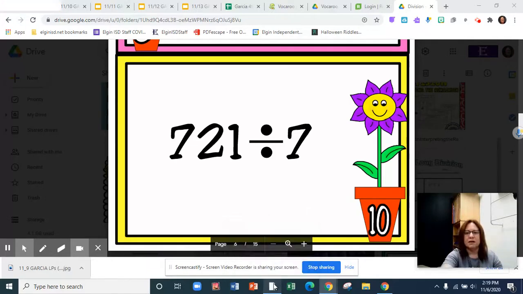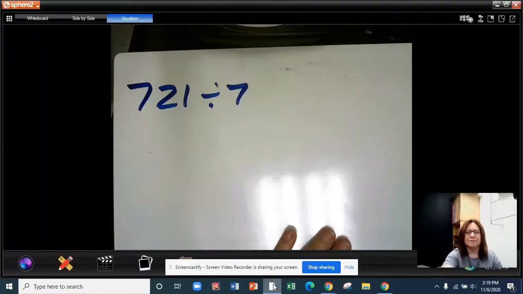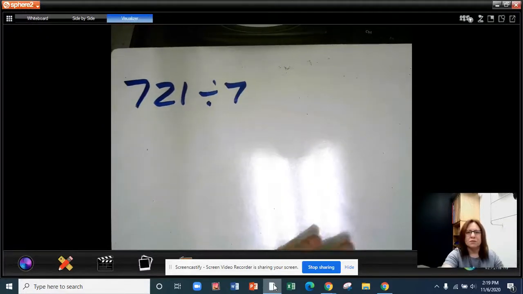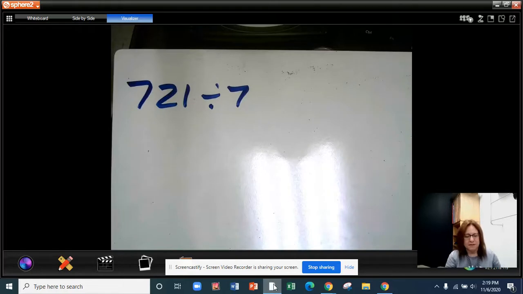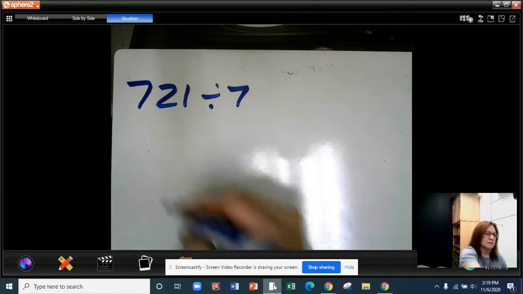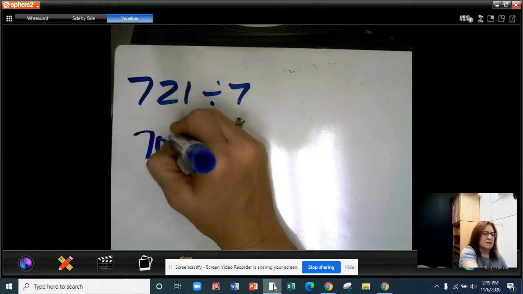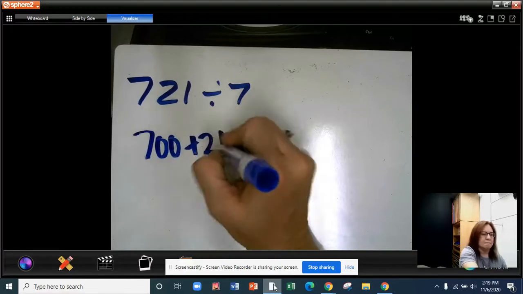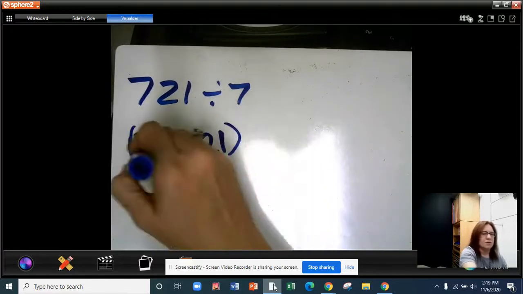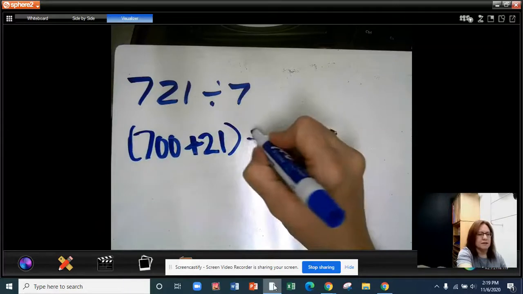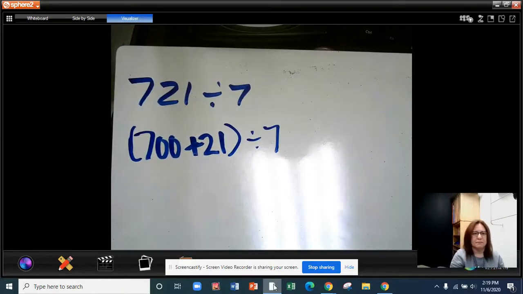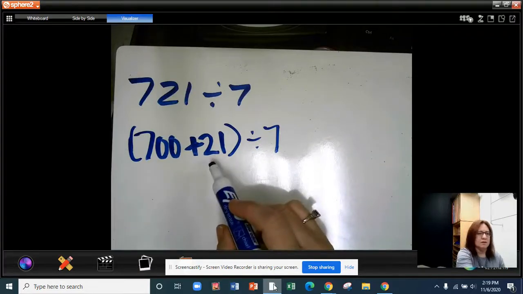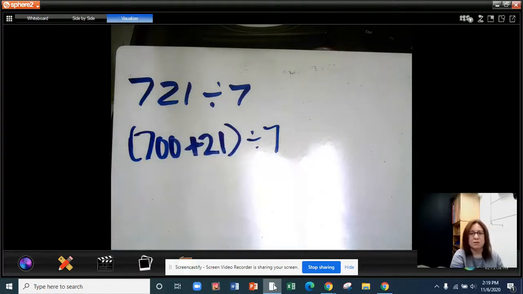Let me put it on the document camera. That's better, right? Okay, so what we're going to do is we're going to separate 721. And we're going to divide each of those numbers by 7. 700 plus 21 is exactly the same as 721, right? Okay, so let's go ahead.